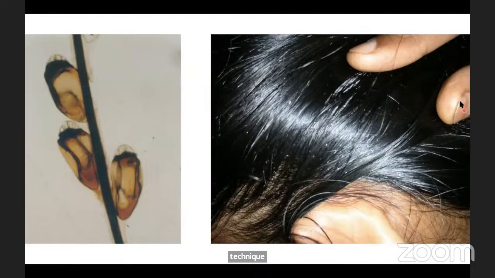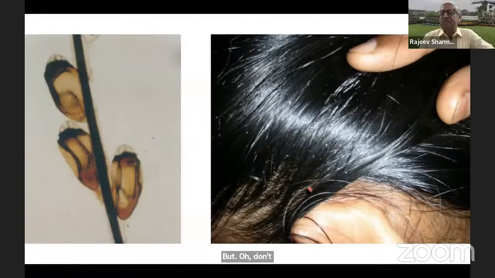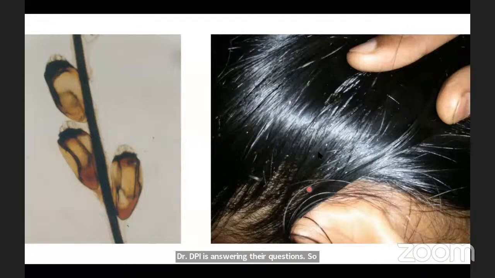Dr. Deepika, you can ask questions, whatever our delegates have asked. Dr. Deepika is answering their questions. No, but she can ask also. She can answer also.